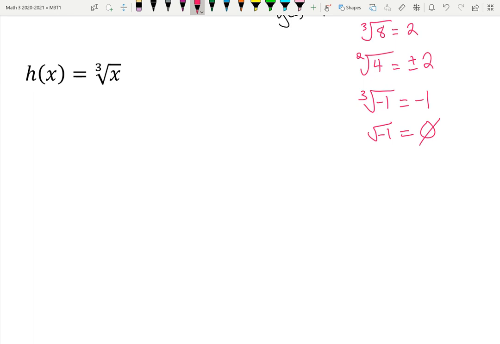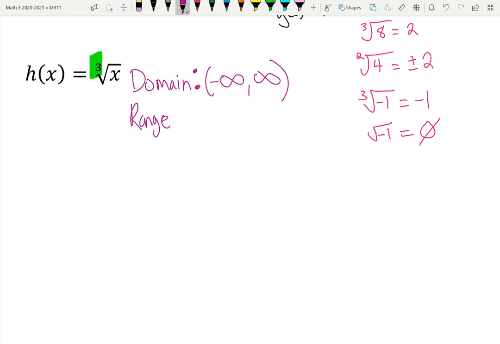So let's get back to the question at hand in the domain. Now, because it is an odd root, the domain is going to be negative infinity to infinity. My range: if I plug in negatives, I get negatives. If I plug in positives, I get positives.